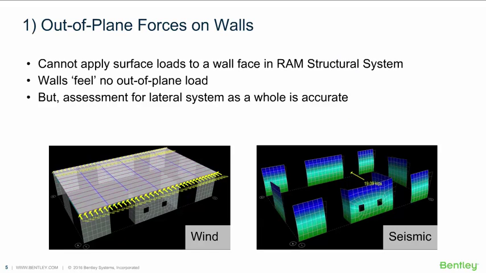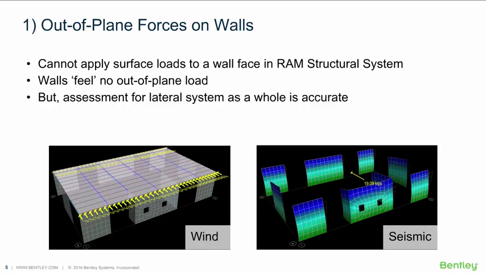The first specific topic we want to talk about on the Structural System side of things are the out-of-plane forces themselves acting on the wall. When you generate wind loads or seismic loads in RAM Frame, the resulting story forces are always applied directly to the diaphragm, like shown in the images here. So you can apply a lateral load, surface load rather, to a face of a building in Structural System or to the face of a wall. The result here is that the walls don't feel any out-of-plane forces between the stories.